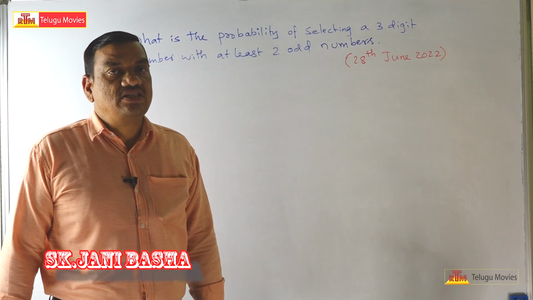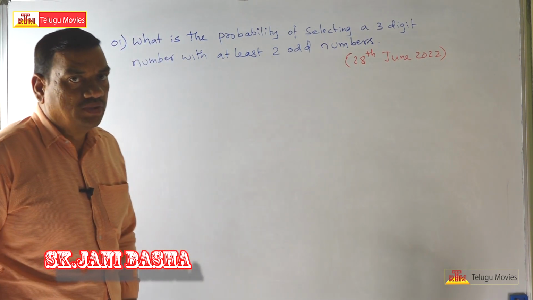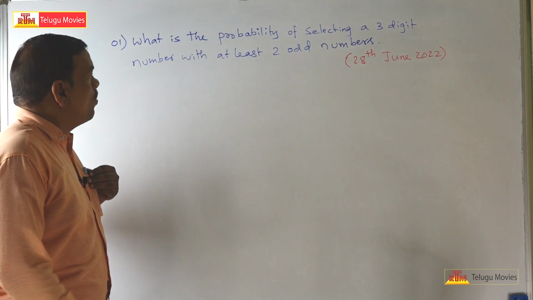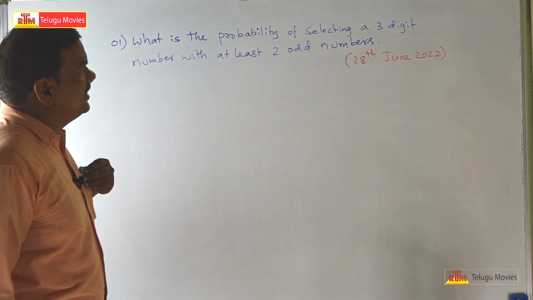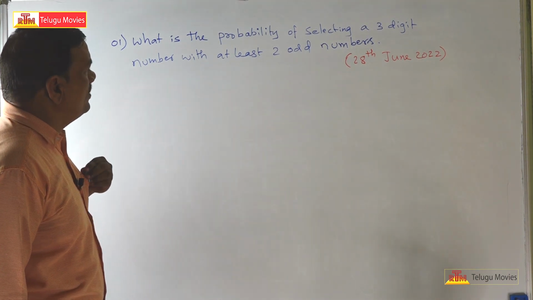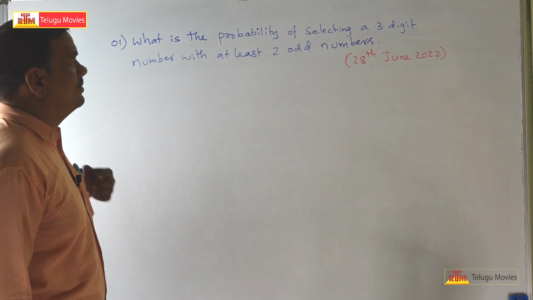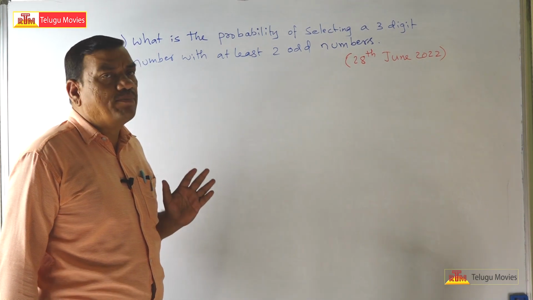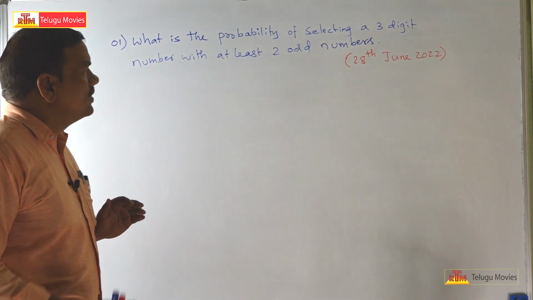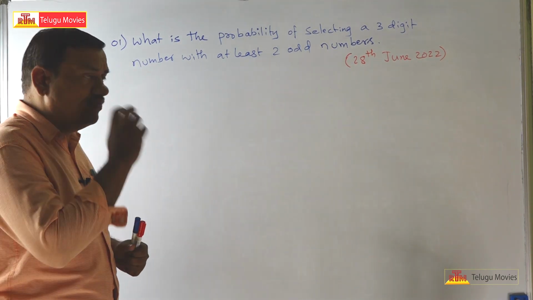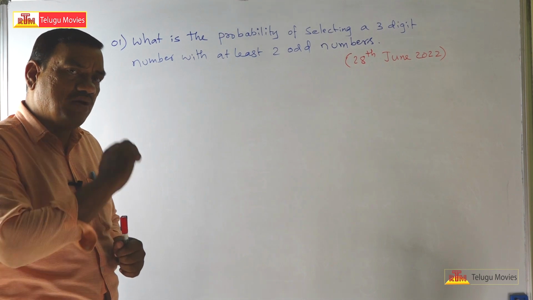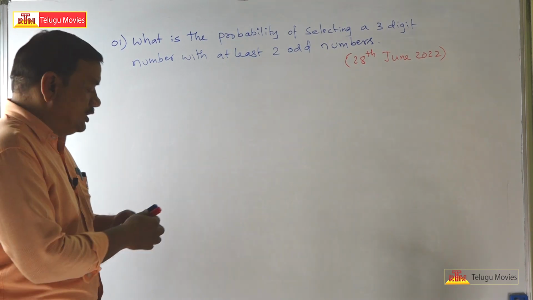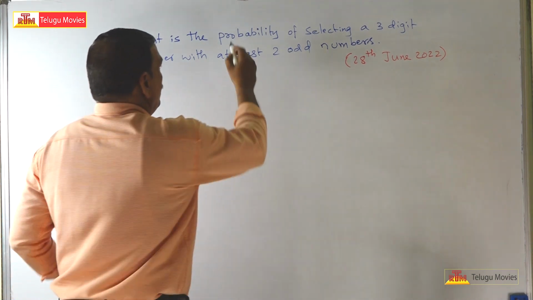So dear students, welcome to the first problem. The first problem is from probability. What is the probability of selecting a 3-digit number with at least 2 odd digits? By seeing the problem, you may get somewhat confused, but if you see the solution, the problem is very easy. Now this problem is from probability.